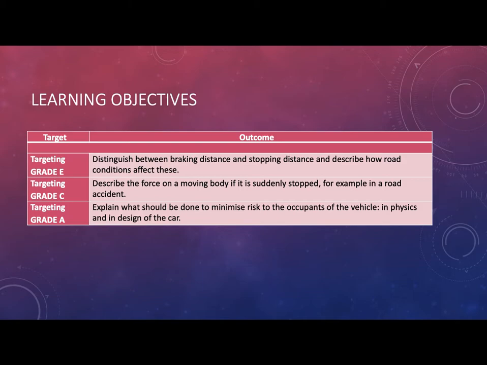We would try to distinguish between braking distance and stopping distance and how road conditions affect these. So we'll look next at factors that are going to affect braking and stopping distance. We'll think about describing the force on a moving body if it's suddenly stopped, for example in a road accident, and explain what should be done to minimise the risk to occupants in a vehicle, in physics and in the design of the car. So it's really: what's braking distance, what's stopping distance, and what's thinking distance, and how can we apply the physics of moving bodies to a specific example of a vehicle, like a road accident, or what we can do to reduce risk in that sort of thing.